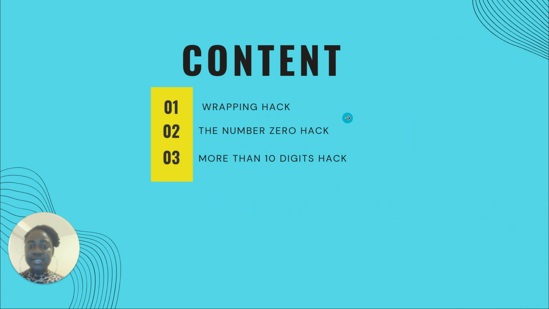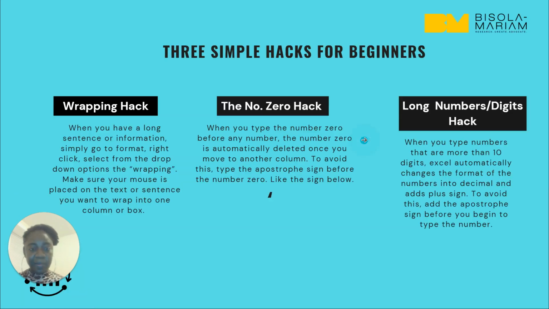The first one is the wrapping hack. The second is the number 0 hack. The third is the more than 10 digits hack. How does this even work? So the wrapping hack simply explains the idea that when you have written an address and it is long, or the sentence is long, and you want to make sure that the sentence does not move into the next column, and you want everything in one column, with a simple hack you can make sure that all the sentence is in one place.